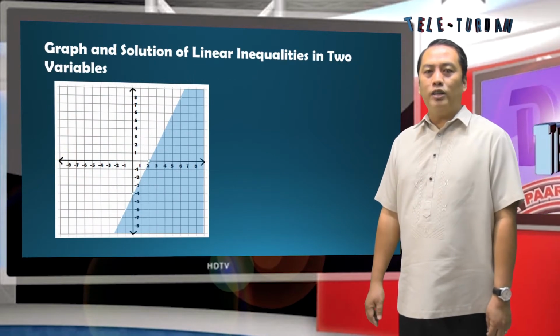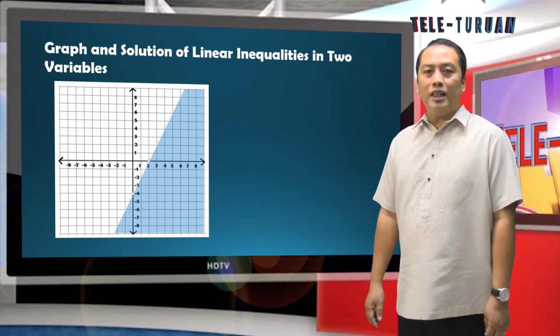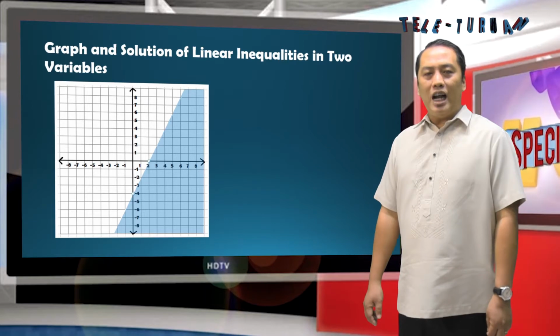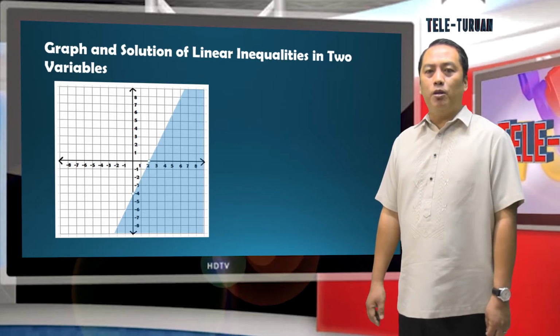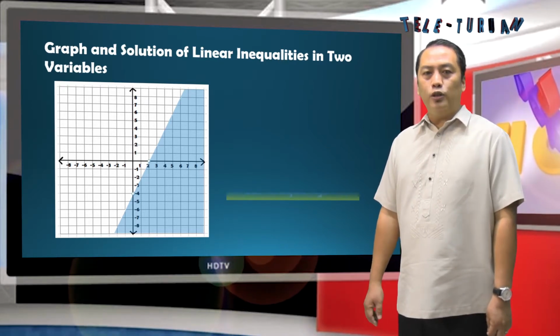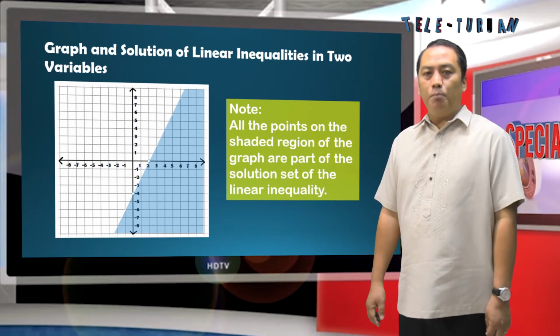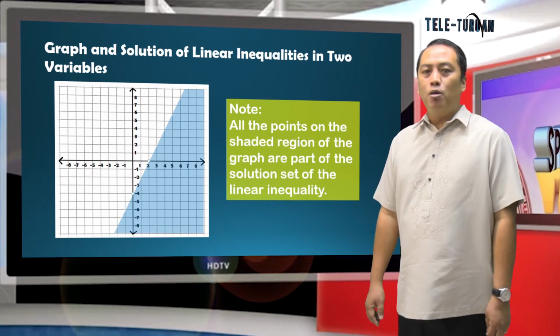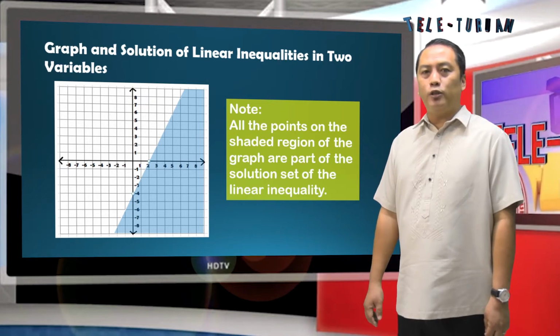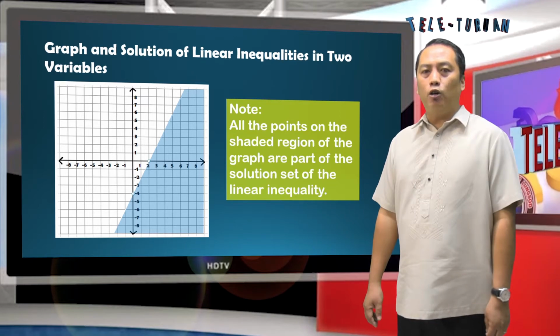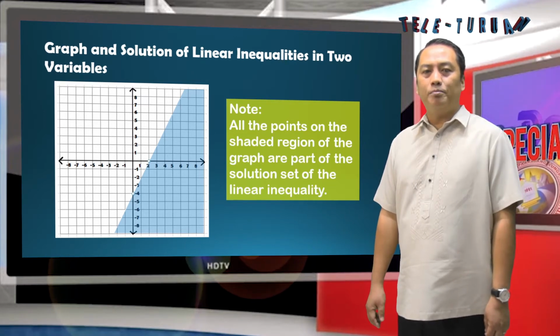First, let us recall some important concepts about the graph and solution of linear inequalities in two variables. The graph of a linear inequality in two variables is a half plane, and the solutions are all points on the shaded region of the graph. If the plane divider is a dashed line, points on the line are not part of the solution set. But if it is a solid line, the points on the line are also part of the solution set.